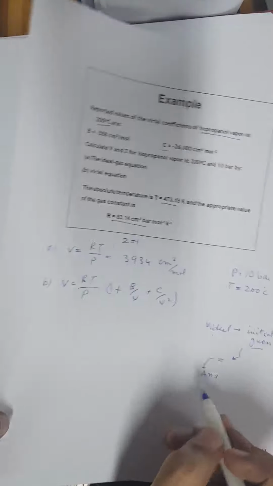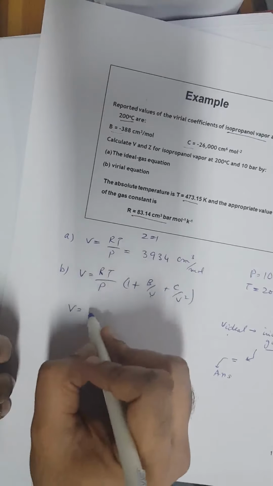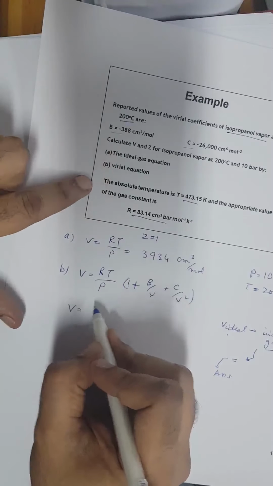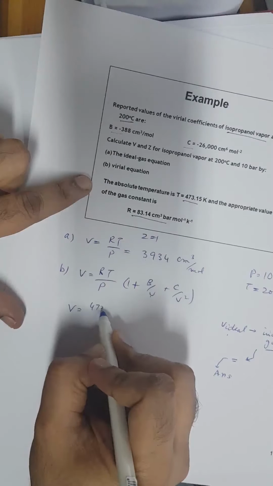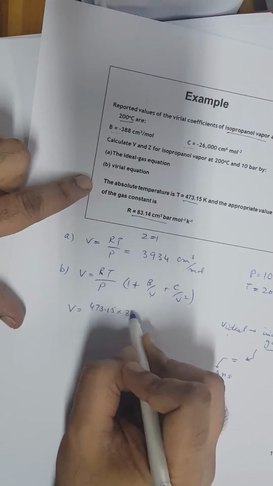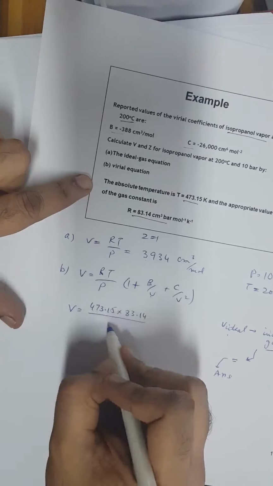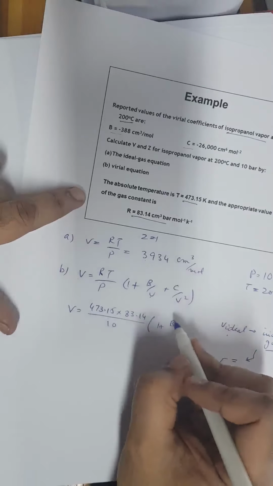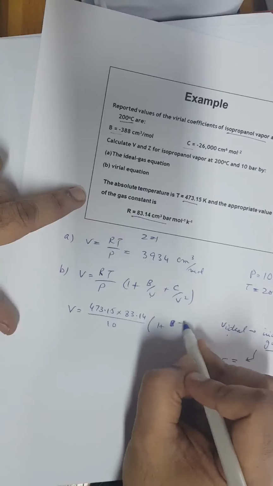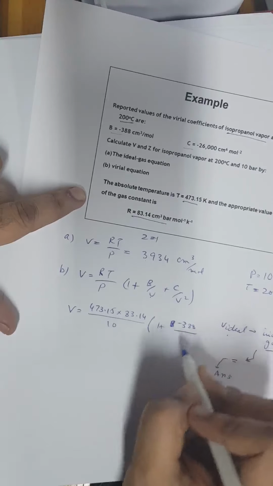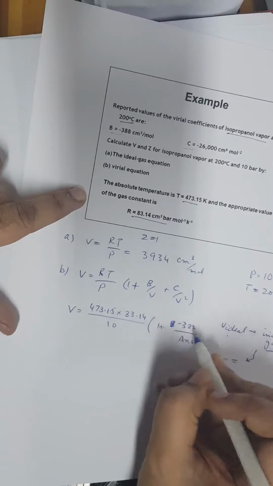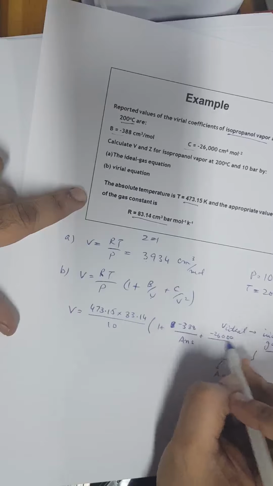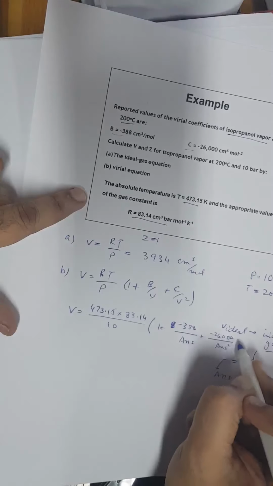When you plug in the answer, you have to write all the values again. This will be 473 and 83.14 over 10 bar into 1 plus B, already known. B is, sorry, I can write 388 over answer, plus minus 26,000 over answer square.